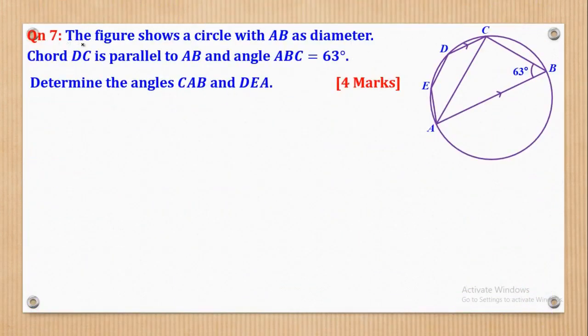Now we shall go to question 7. Question 7 says, the figure shows a circle with AB as diameter. Chord DC is parallel to AB. So DC is parallel to AB. And angle ABC is 63. So this is angle ABC. It is 63 degrees. Determine the angles CAB and DEA. So they want the angle CAB, which is this, and angle DEA, which is that.